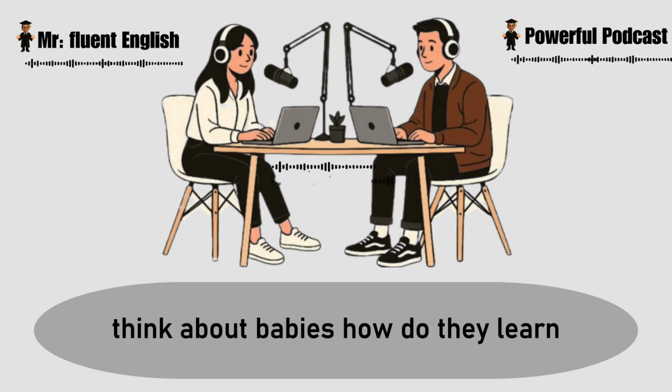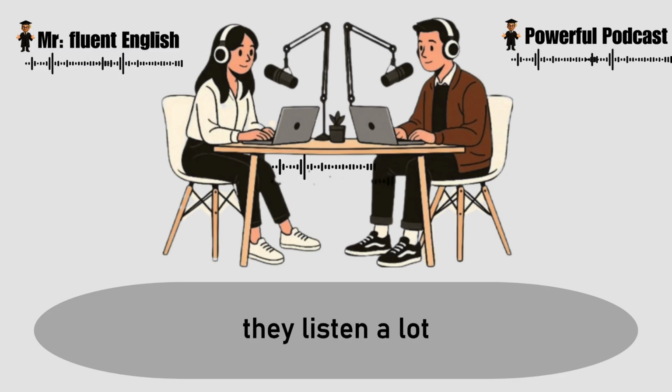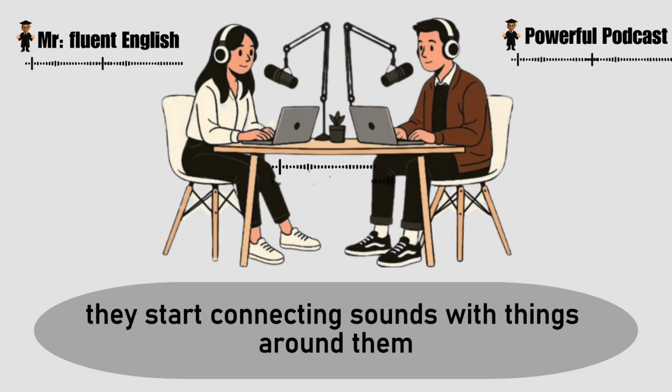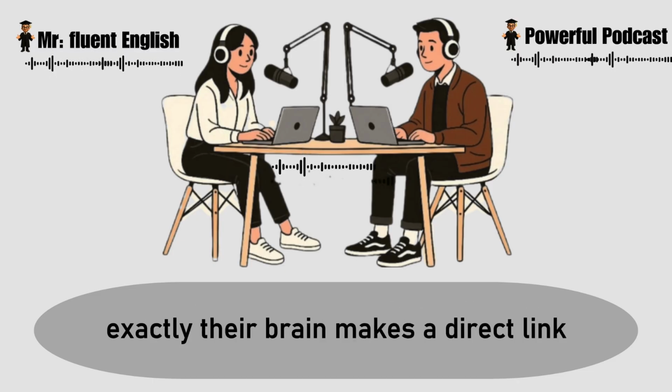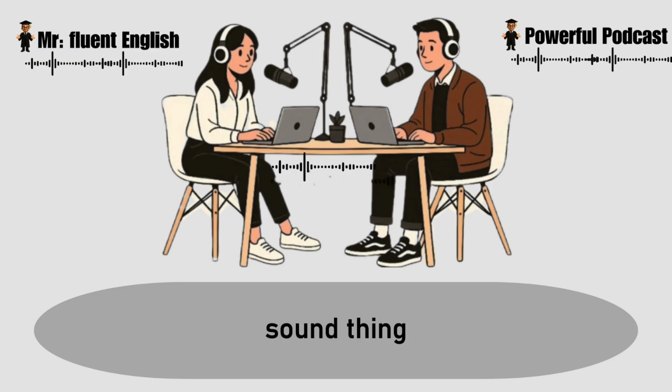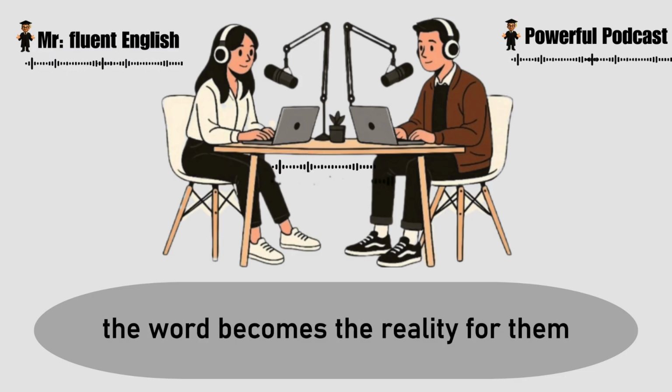Think about babies. How do they learn? Well, not from grammar books, that's for sure. Right, they listen a lot. They start connecting sounds with things around them, with experiences. Like hearing milk over and over while they're actually drinking milk. Exactly. Their brain makes a direct link. Sound, thing, word, object. There's no translation step involved. The word becomes the reality for them.